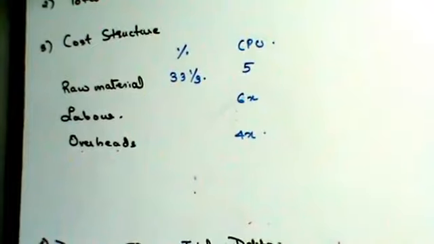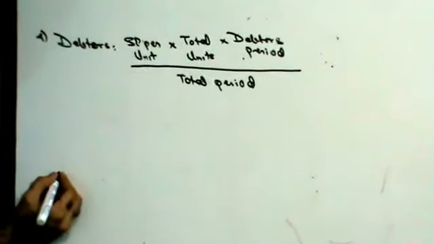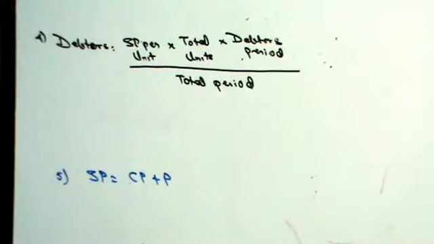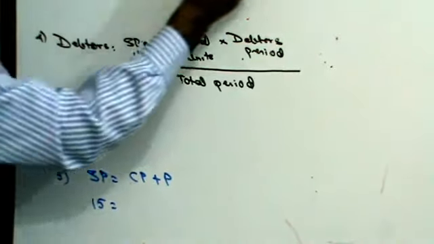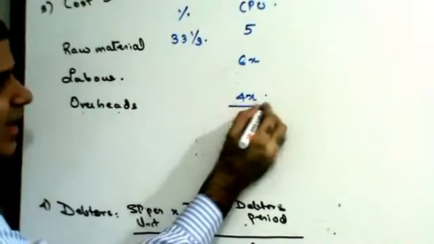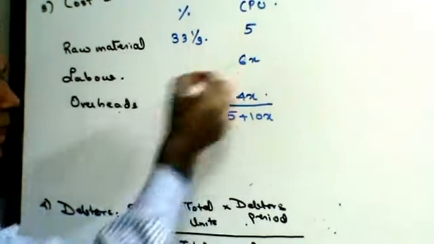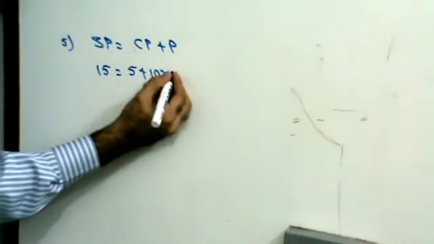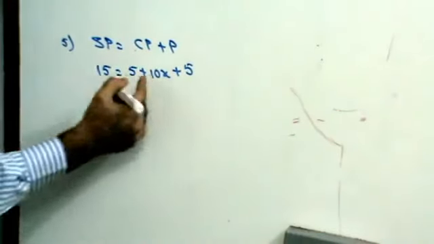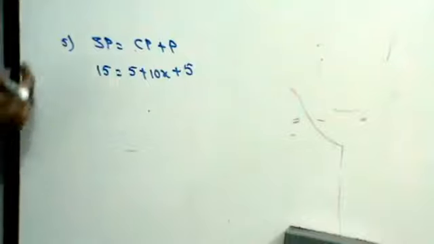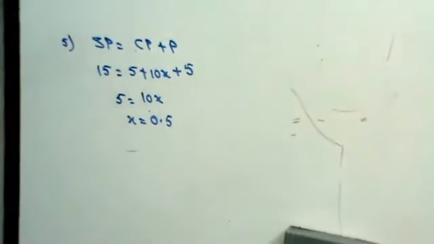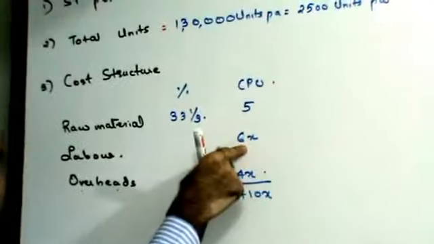Now we all have learned in school that selling price is cost price plus profit. Selling price is given as 15 rupees. Cost price is 5 plus 10x. Profit is 5 rupees. Take it on the other side: 15 minus 10, 5 is 10x. So x is 0.5. Once you know the value of x, you can use that value here.